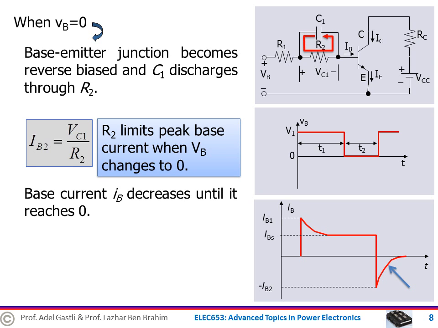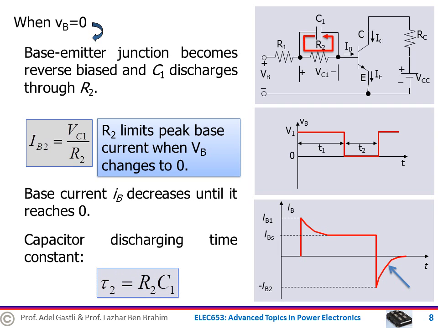Afterward, the base current decreases while the capacitor is discharging until it reaches 0 and then the switch turns completely off. The capacitor discharging time constant tau2 is equal to the product of R2 and C1, which is a bit larger than tau1.